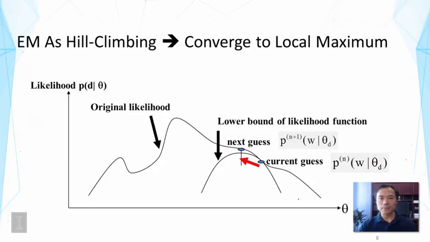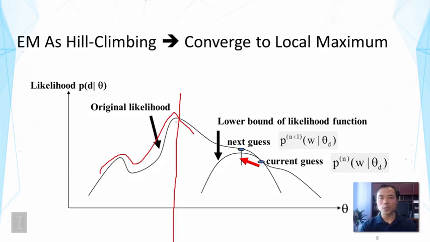So here what you see is, on the x dimension, we have the theta value. This is the parameter that we are after. On the y-axis we see the likelihood function. So this curve is the original likelihood function, right? This is the one that we hope to maximize, and we hope to find a theta value at this point to maximize this.